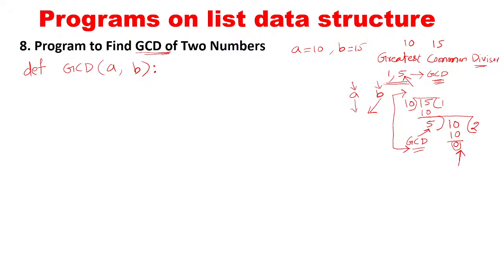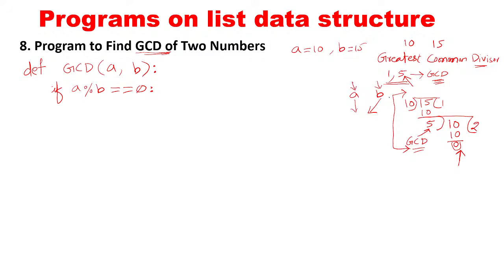So that means here we need to test if a mod b is equal to 0. When it is equal to 0, which number is considered as the GCD here?